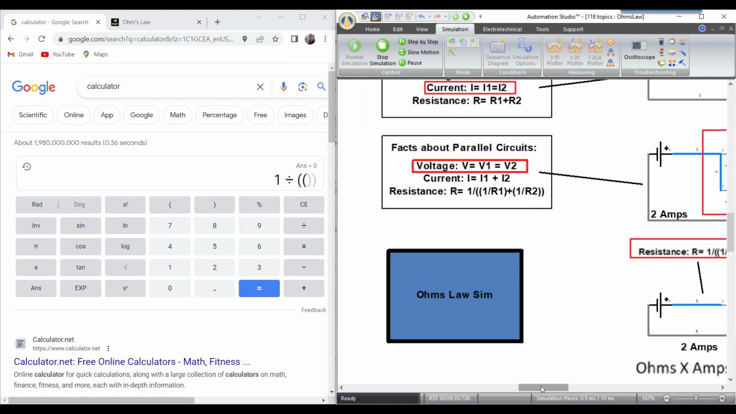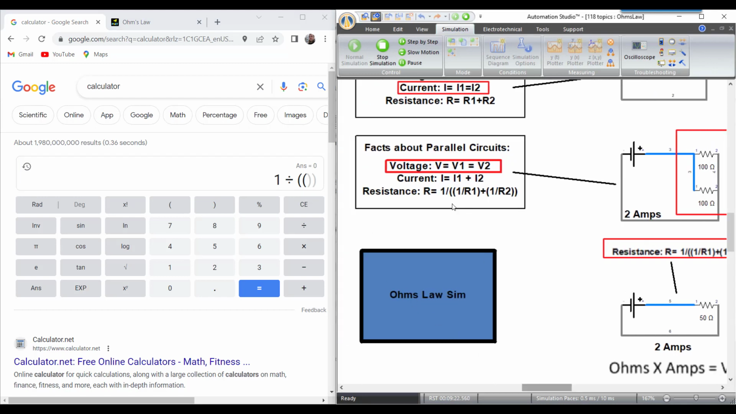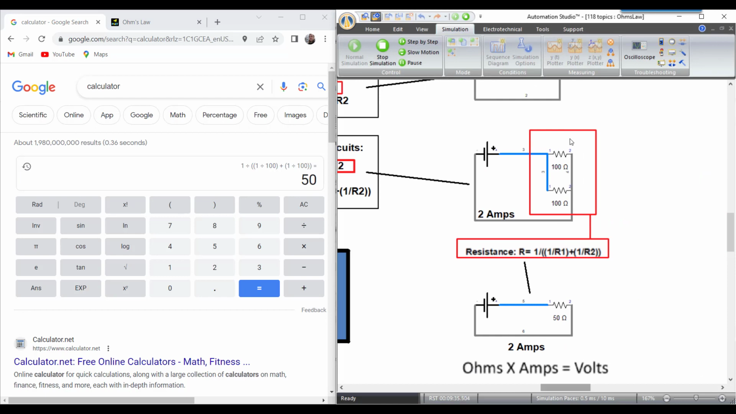Okay. And luckily for me, I made everything 100, so it's easier for me. Won't happen in the field, though. Divided by 100. Close that parenthesis. Plus, parenthesis, 1 divided by 100. And we're going to close that up. And it gives us 50. A good rule when you're doing anything with these parallel circuits is it's always going to be less than your lowest resistance on here. So they're both 100, it's going to be 50.